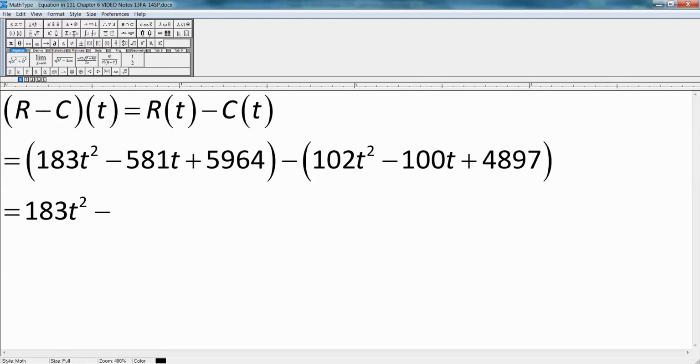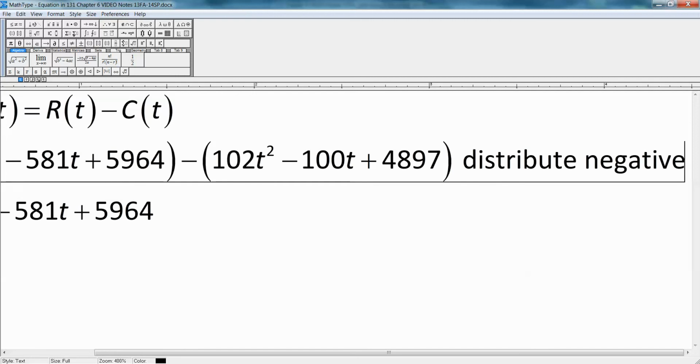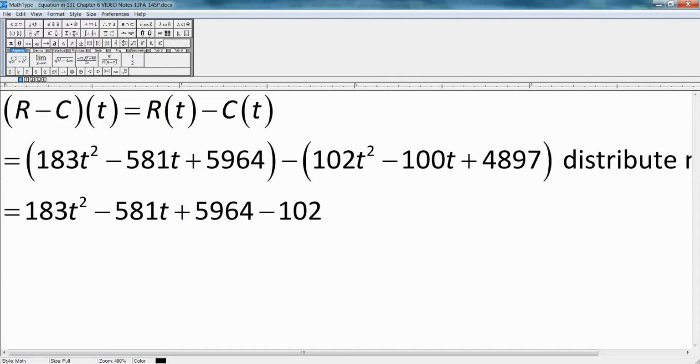All right, so we have 183 t squared minus 581 t plus 5964. Now I'm going to distribute my negative because I need minus times all of these things. So let me remind you, distribute the negative. It's going to be minus 102 t squared. That one's easy. And then the next one is minus a minus 100, so that's plus 100 t minus 4897.